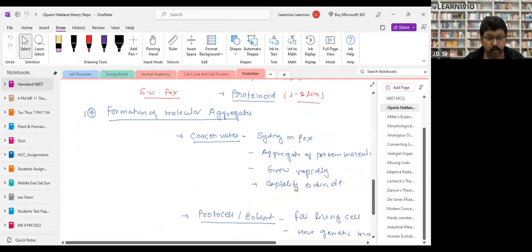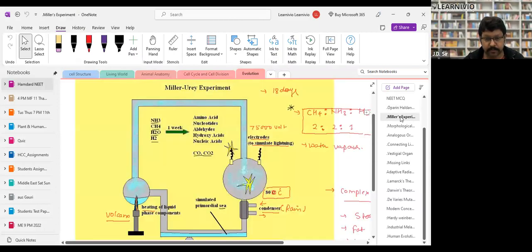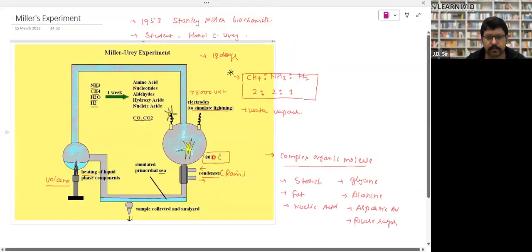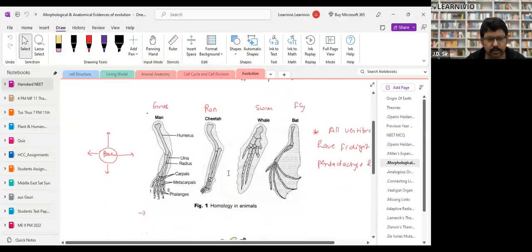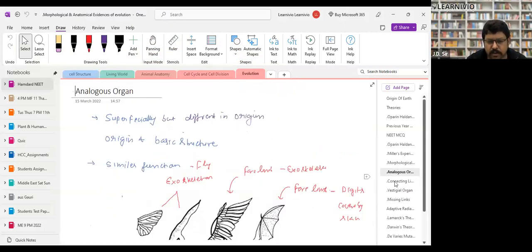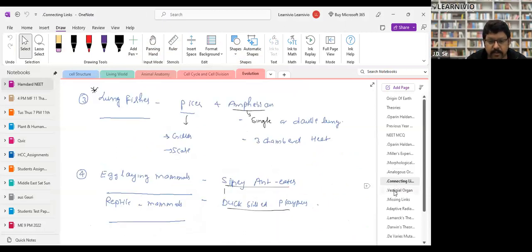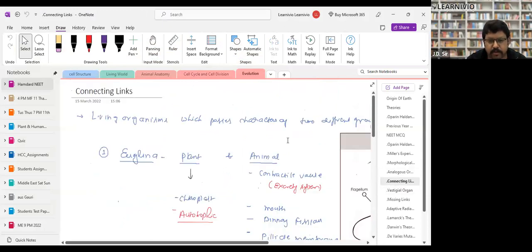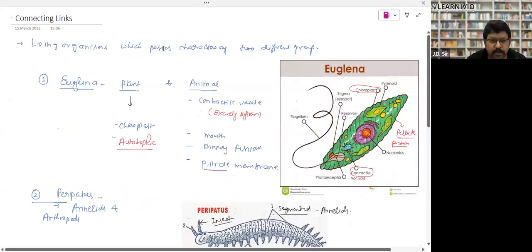Yes, question from Oparin-Haldane and this Miller experiment. In the Miller experiment, what was the ratio of methane, ammonia, and hydrogen? 2:2:1, right. This question I've been asked. Temperature, that part is important. And these are old questions, so normally you won't get questions from homologous or analogous organs because they are so simple. Very important, yes. This is very important. I have seen questions many times from here, right?